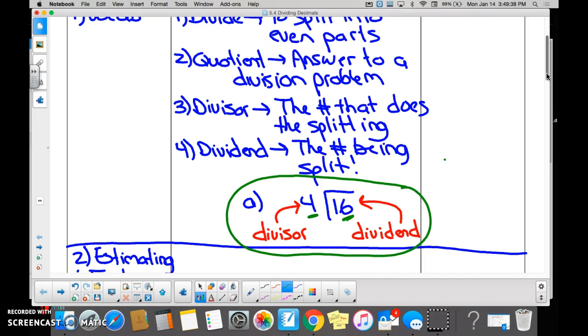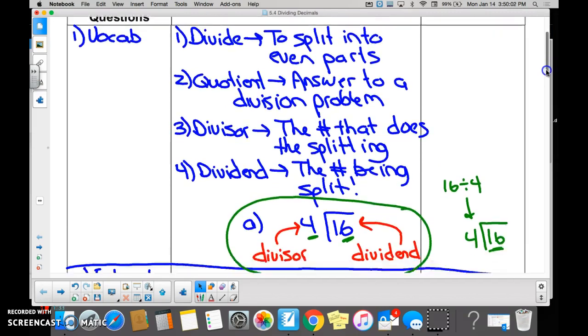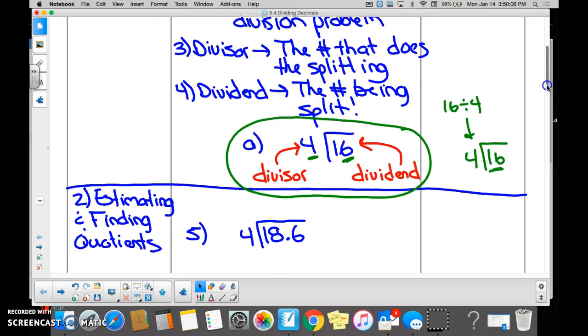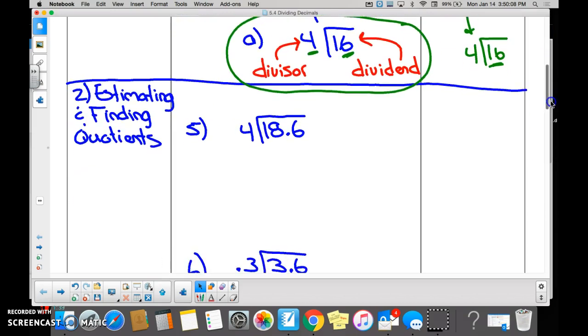We often talk about, if you get a problem written in this form, 16 divided by 4, which number goes inside the box? You guys have come to know that the first number goes inside the box, the second number goes outside the box. So the number inside the box is the dividend, and the number outside the box, once again, is the divisor. Please pause and add your cheat sheet for number 1 in your notes, and then we're going to move on to number 2. Number 2 is estimating and finding quotients.